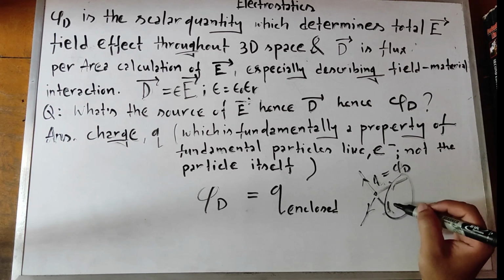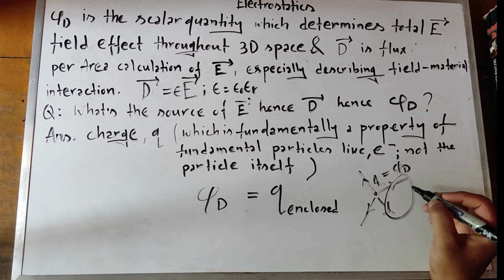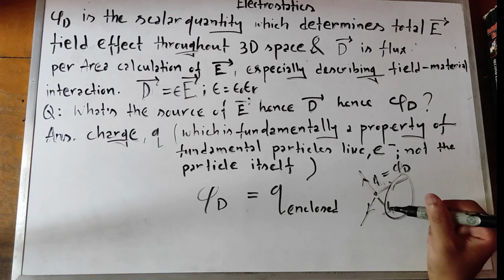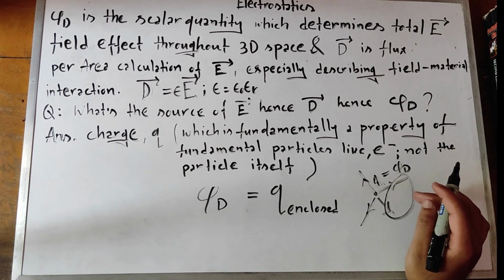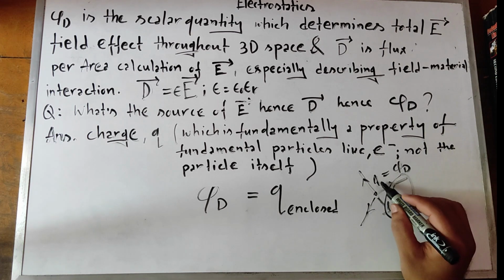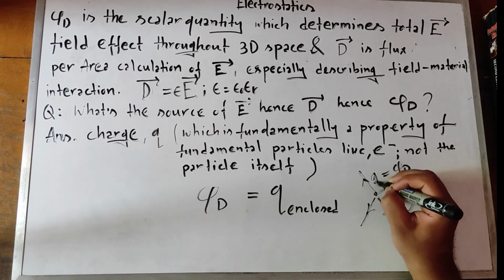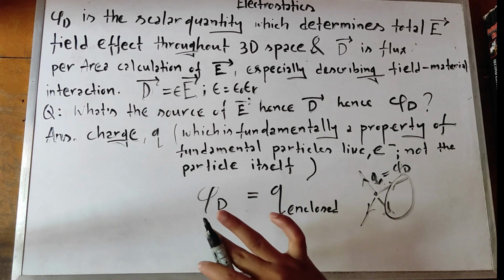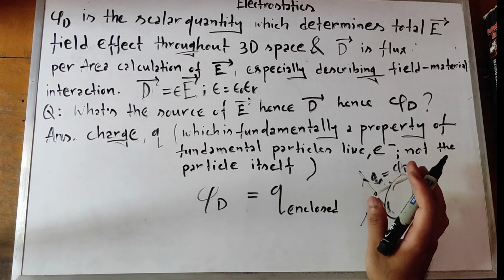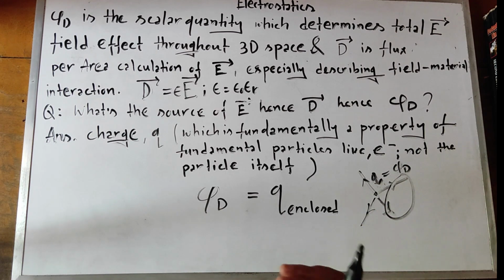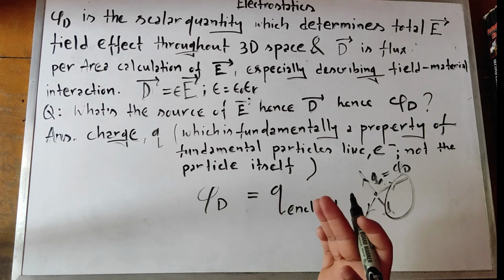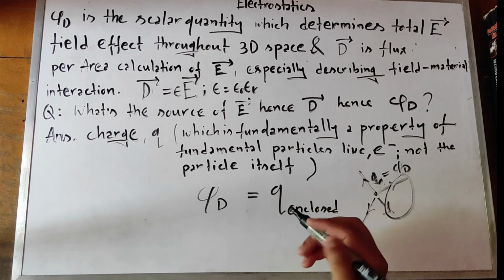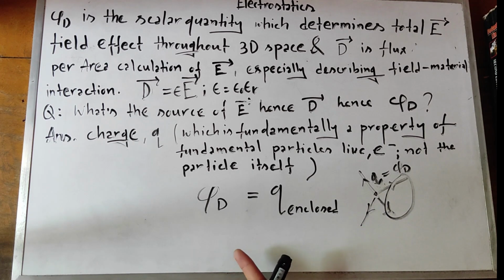So in 3D space, the closed surface is a sphere. Those who don't know, the closed surface is a sphere, obviously. And this is a very important realization, that charge itself is the source of flux, or flux is the source of charge. It can also be vice versa. So phi d isn't a side effect of q, and q isn't a side effect of phi d, but charge is quantized, and phi d is continuous and distributed.